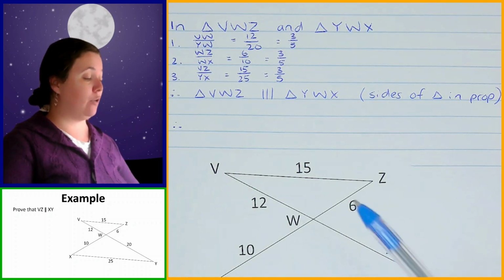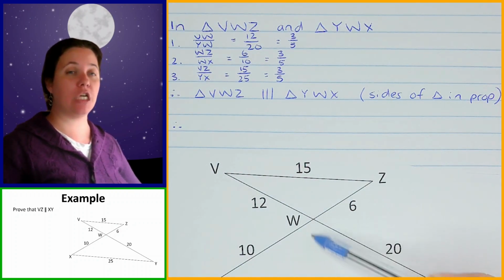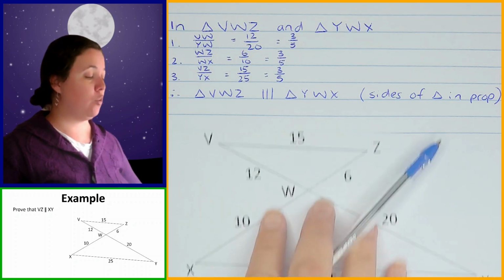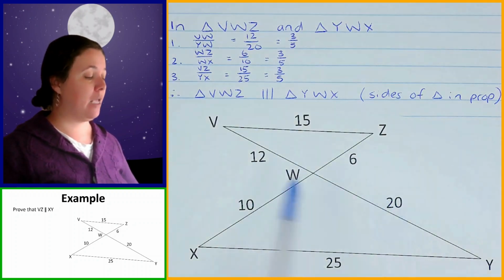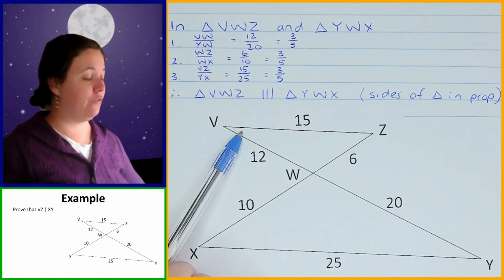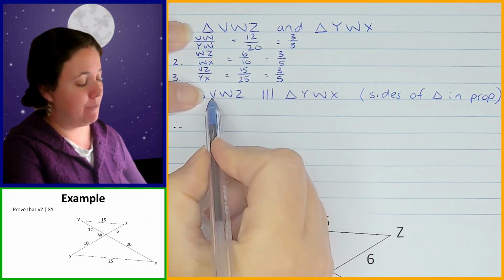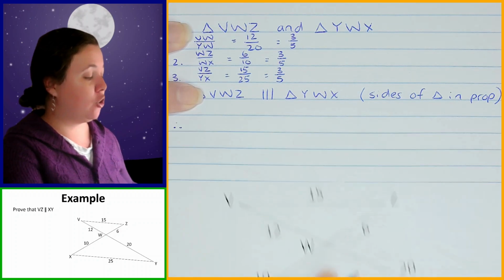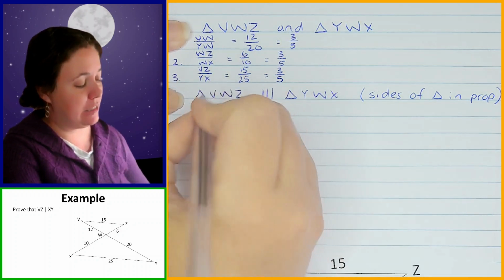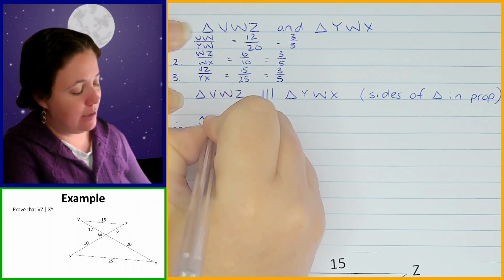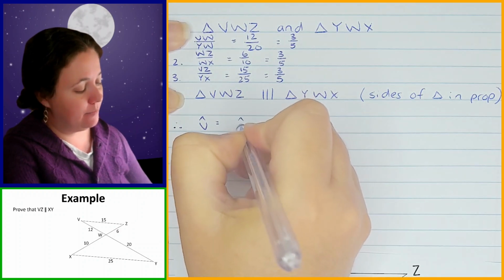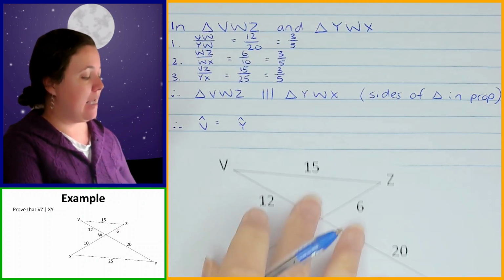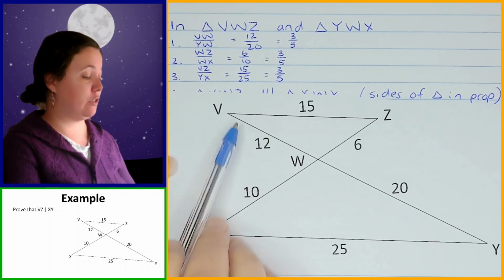equal. So I already know that these two are equal, but that's not going to help me because that has nothing to do with these two sides over here. So this angle over here, V, I can say must be equal to that angle, Y, because these two triangles are similar. So I can say, therefore, angle V is equal to angle Y, because I know that the two triangles are similar.